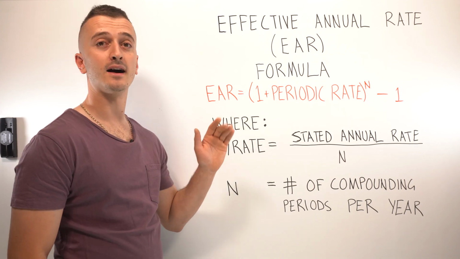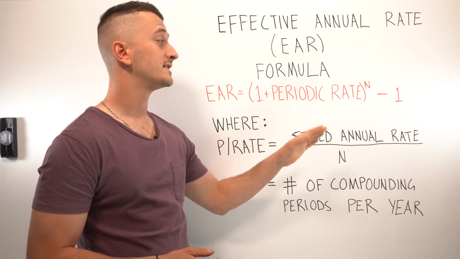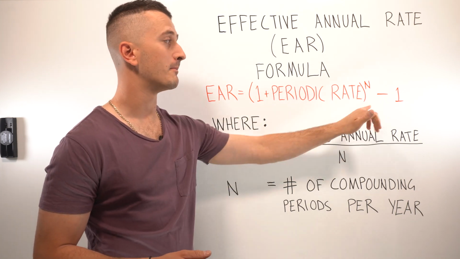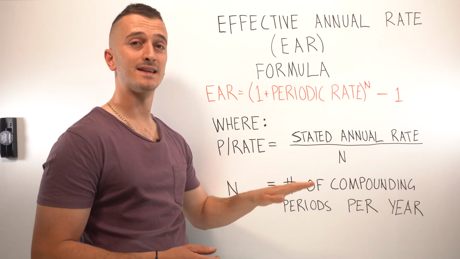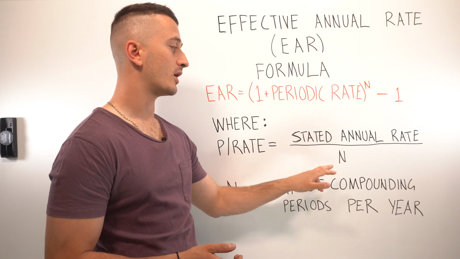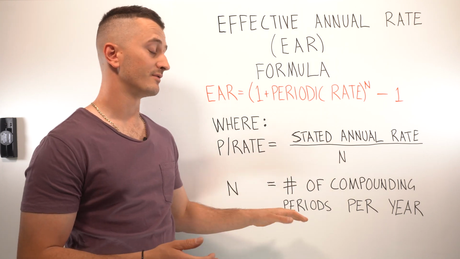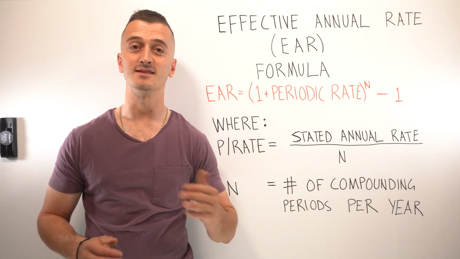So the EAR is equal to 1 plus the periodic rate to the power of N compounding periods in parentheses, and then minus 1. So the periodic rate is the stated annual rate divided by the number of compounding periods, and N is the number of compounding periods. All right, now let's jump into the example.